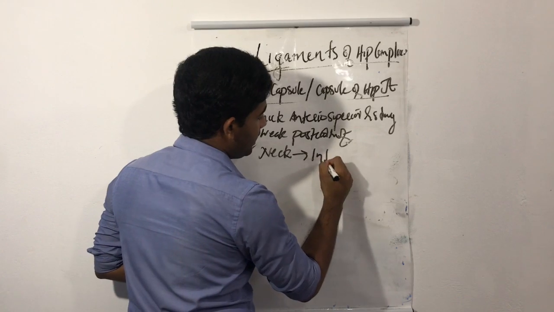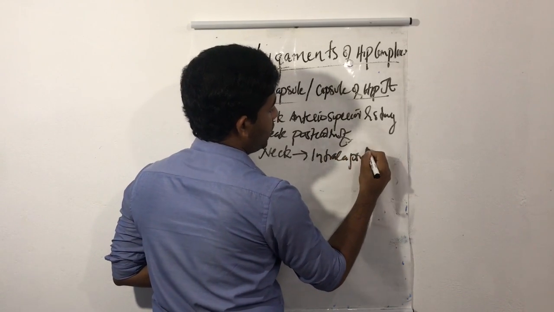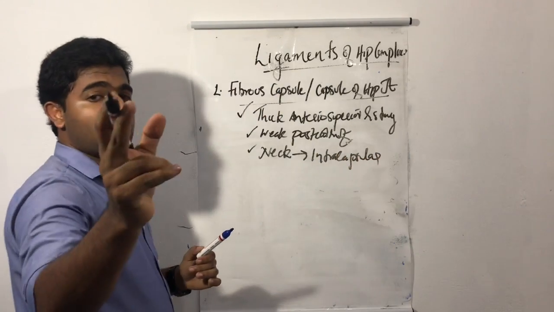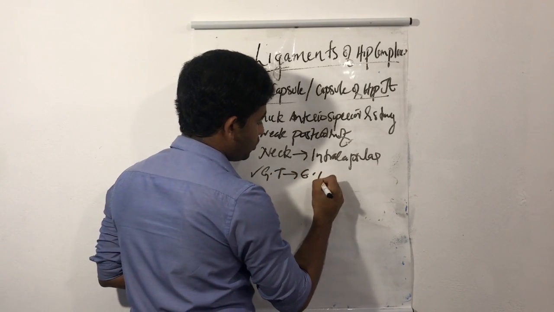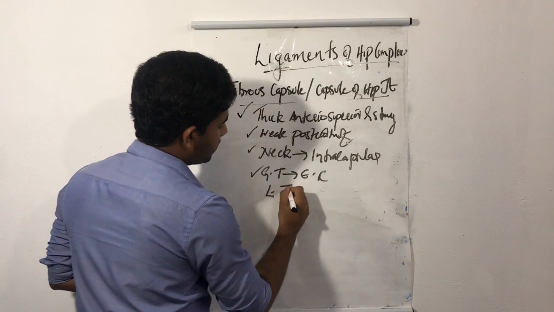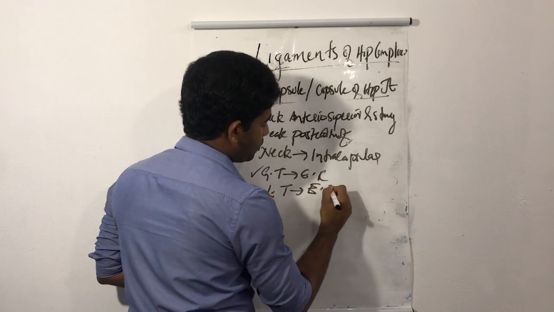Now the neck of the femur is intracapsular. I will explain it. Let me note it down. Neck of the femur is intracapsular. The greater trochanter is extracapsular. Lesser trochanter is also extracapsular.